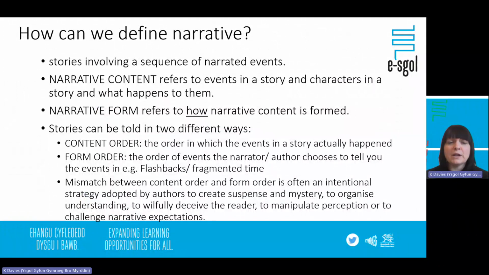Okay, so what we need to be thinking about is the way in which stories are being told, and how they can be told in really two separate ways. So there's content order, the order in which the events in a story actually happen, or the form order, the order of events the narrator or the author chooses to tell you the events. So it could be in flashbacks or some sort of fragmented time order, okay? And what we need to be mindful of and be able to identify is the fact that the mismatch between content order and form order is often intentional.